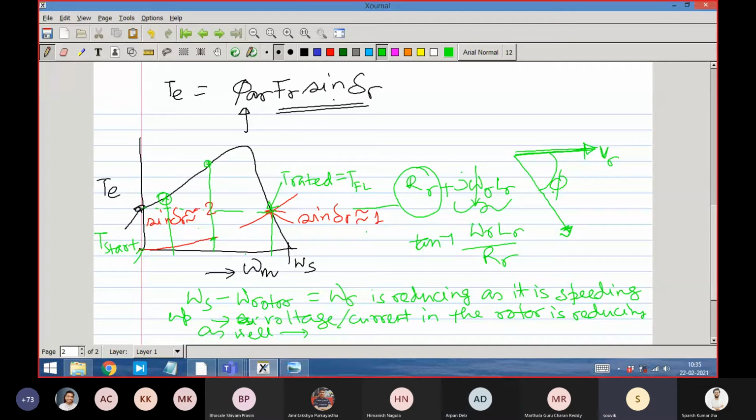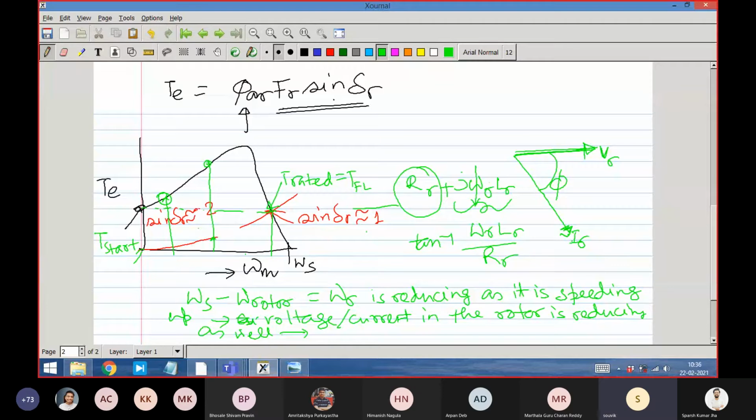Wait. So this is the voltage and this is the rotor current, because the inductive part is strong. If the inductive part of a circuit is strong, voltage and current have more phase angle.